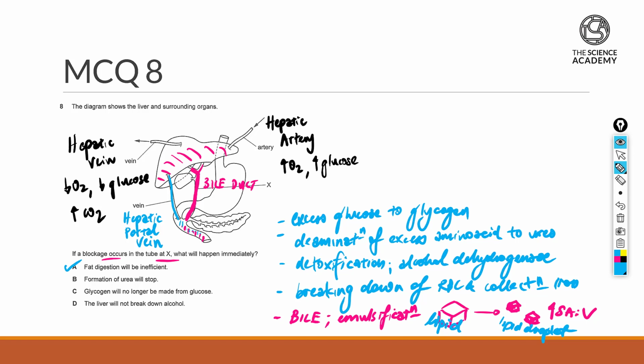Now, urea formation will not stop because urea is not sent to the liver via duct X, but rather through the hepatic portal vein. Same for glycogen and same for the detoxification of alcohol, all of which is courtesy of the transportation via the hepatic portal vein from the small intestine to the liver. So A is the answer here.